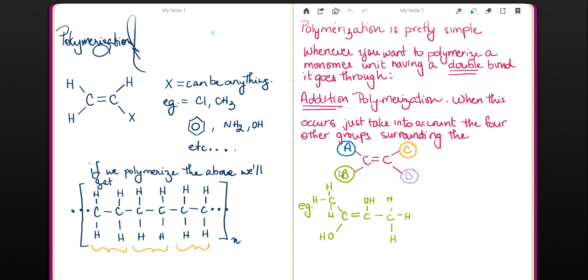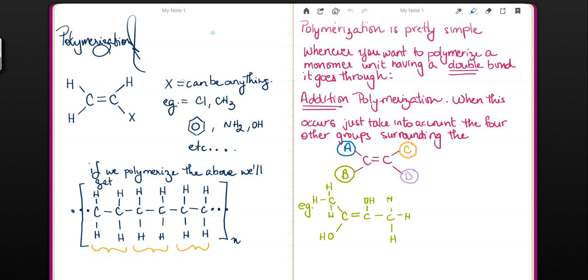Okay, so we'll be doing polymerization tonight, and I just felt it was necessary because a lot of kids are having problems polymerizing anything that's given on exam papers, and it's really pretty easy. So here we go. Here I have an alkene.